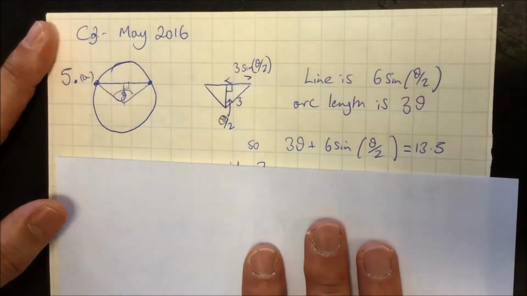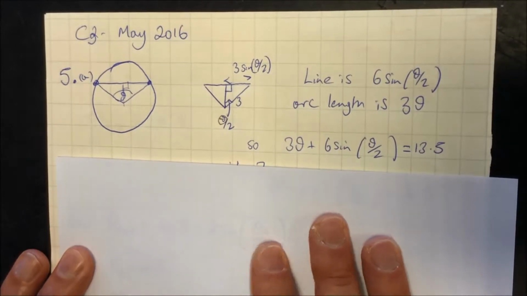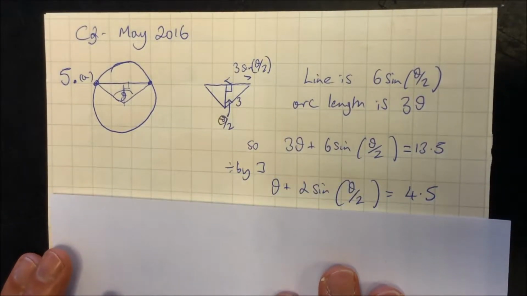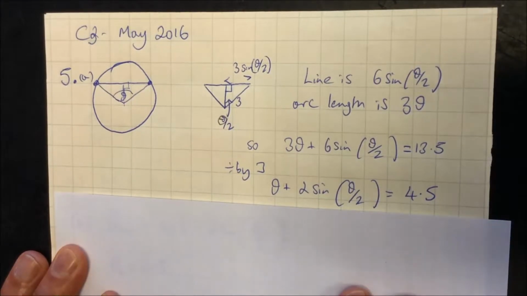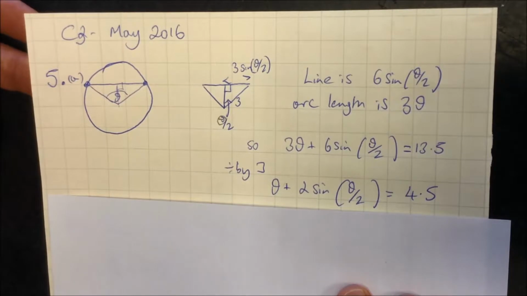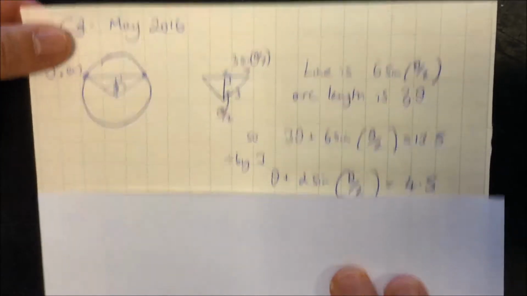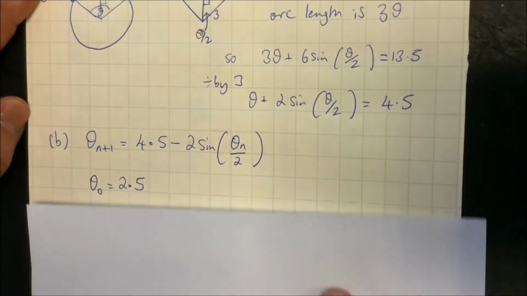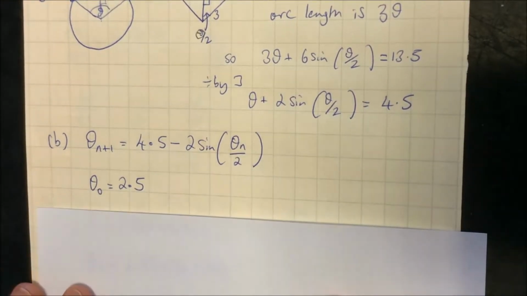That means if I put them together, right, I know the entire distance round is 13.5. If I divide everything by 3, that's the bit I've been asked to show. That equation of theta plus 2 sine theta over 2 is equal to 4.5. Okay, after that then, the rest of it just becomes a basic iteration question.